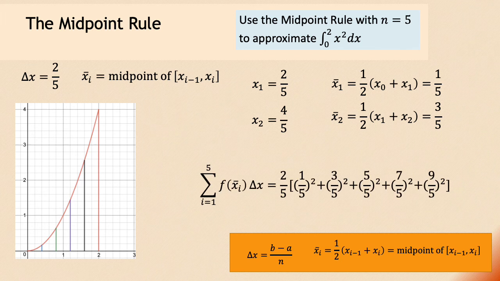So now let's replace everything in our summation. We're going from 1 to 5 because we have 5 rectangles, and we're just going to write everything out the long way. We have delta x, which is 2/5, times, and now we have x squared. So x sub 1 is 1/5 squared, x sub 2, 3/5 squared, and so on. You're going to keep going until you get up to all 5 rectangles, and then you're going to crunch that number to get your answer.